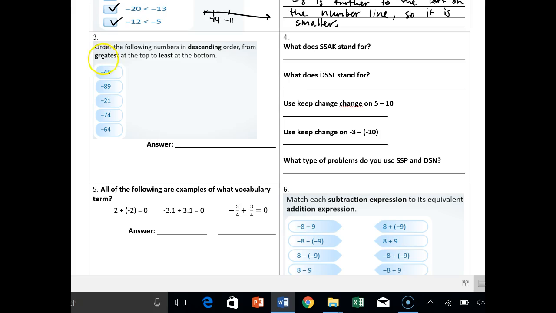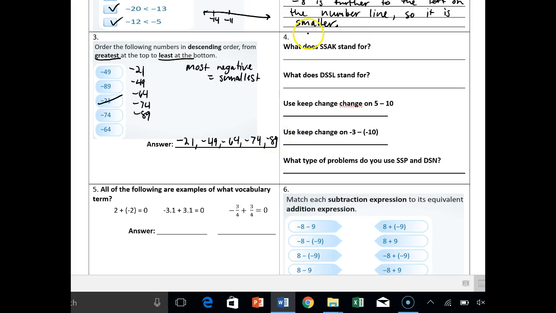Number 3, let's order these from greatest at the top to least, right? So the most negative is going to be your smallest, and then the least negative is going to be your largest. So let's see, we want to go greatest to least. So the least negative, the closest to 0, negative 21. So negative 21's gone. And then negative 49, and then I'm getting more negative, right? Negative 64, negative 74, negative 89. So that's our order from greatest to least. Negative 21, negative 49, negative 64, negative 74, negative 89, right?